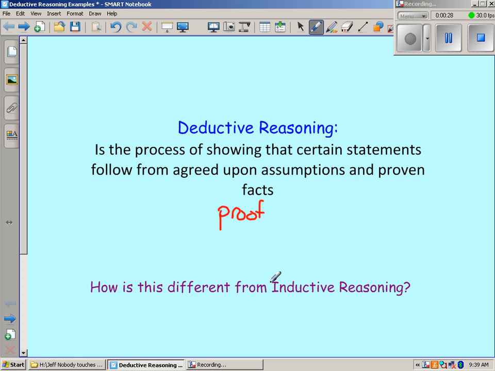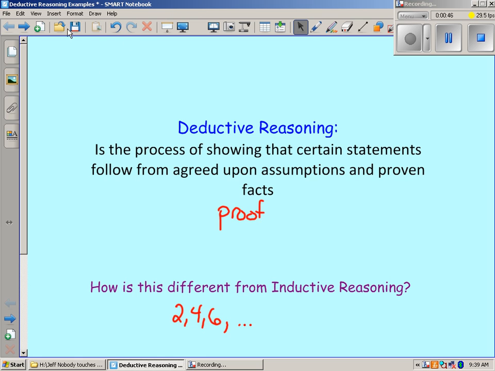And how is this different from inductive reasoning? Well, inductive reasoning was following a pattern. So if I gave you a pattern that looked like this and asked you what the next term was, you could probably tell me it was 8, then 10, and so on. This is a proof, and you'll see when I give you my examples what we're talking about.